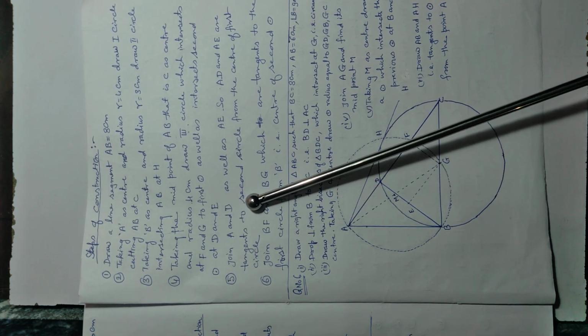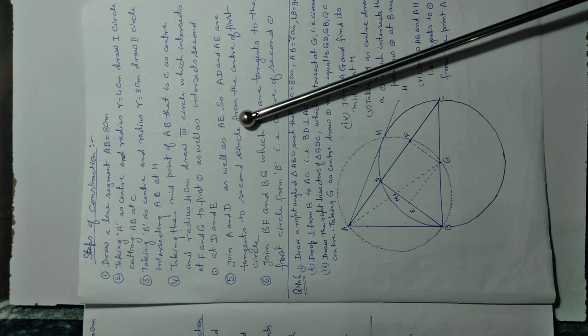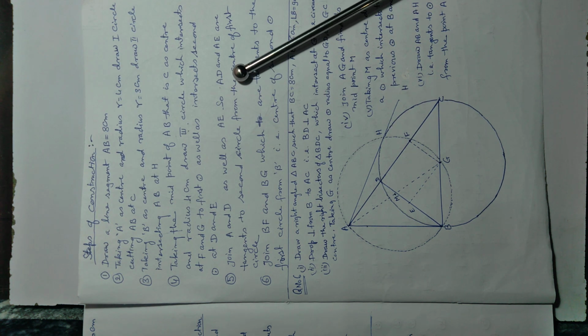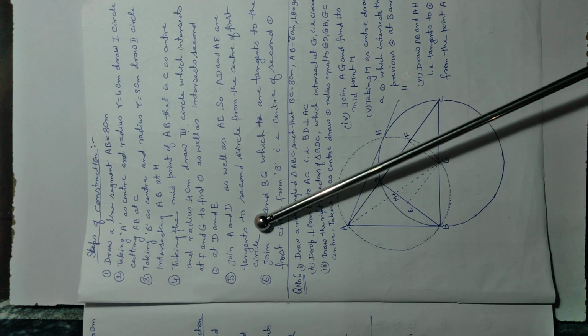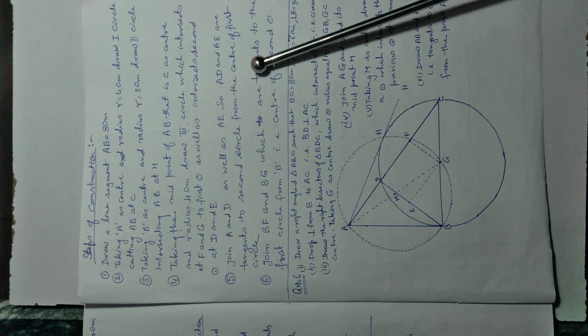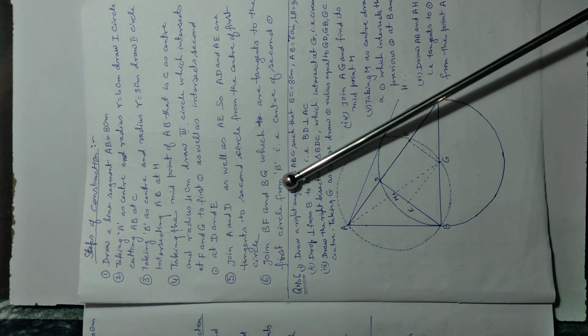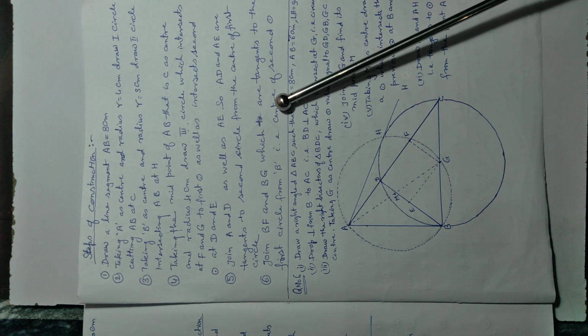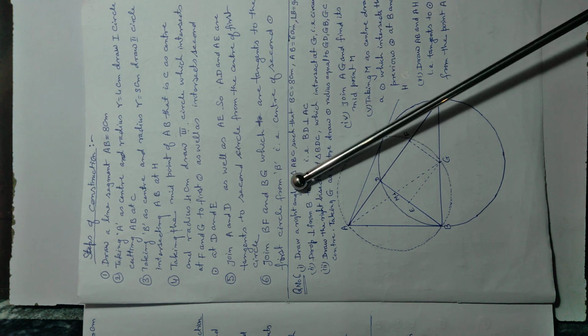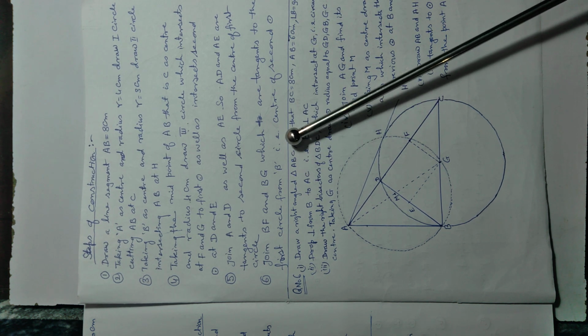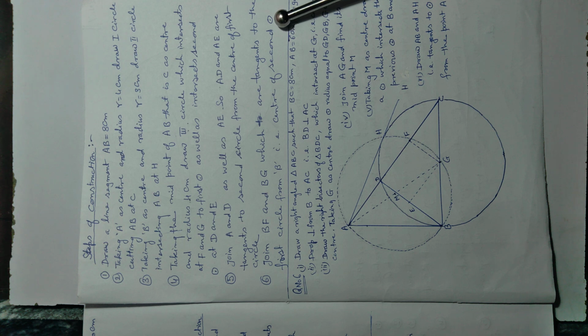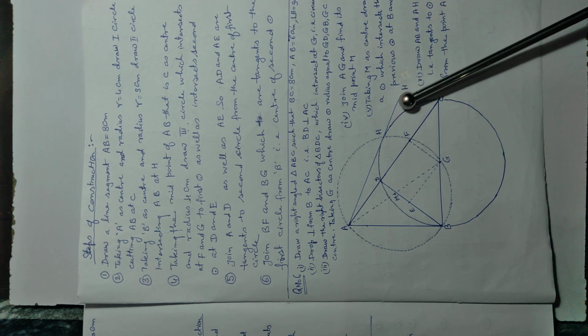Join A and D as well as AE. So AD and AE are tangent to the second circle from the center of the first circle. Join BF and BG, which are tangent to the first circle from B, that is the center of the second circle. Now proceed to the question number 6.